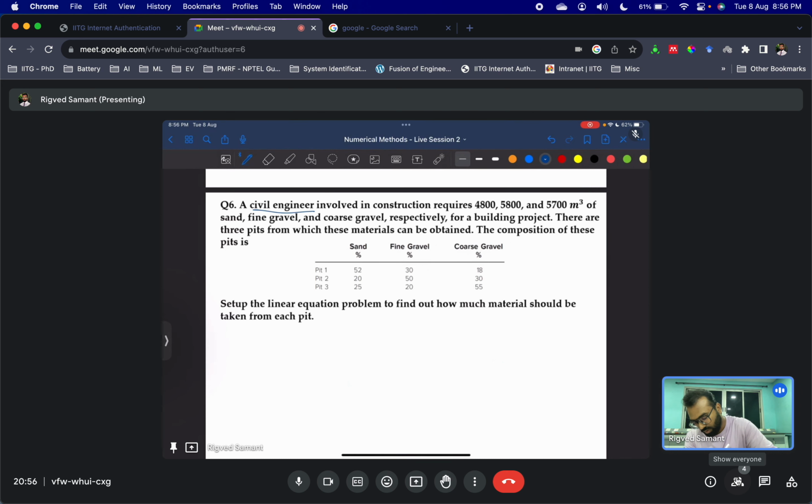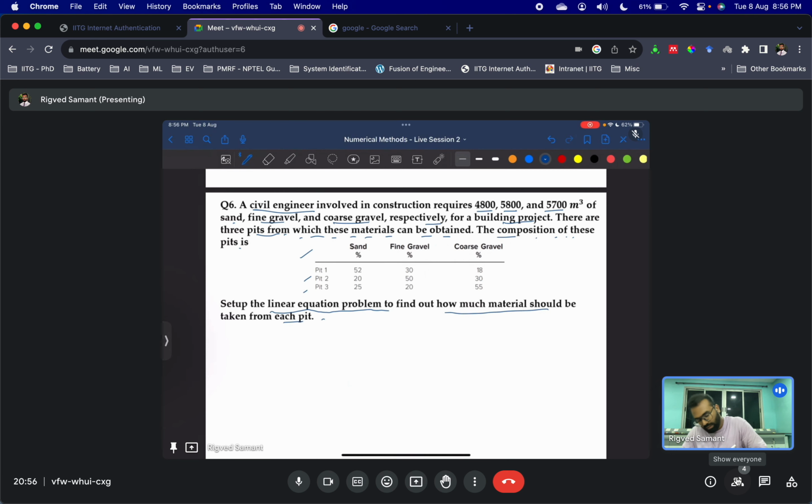A civil engineer involved in construction requires 4,800, 5,800 and 5,700 meter cube of sand, fine gravel and coarse gravel respectively for a building project. There are 3 pits from which these materials can be obtained. The composition of these pits is given below: pit 1, pit 2, pit 3. Set up a linear equation problem to find out how much material should be taken from each pit.